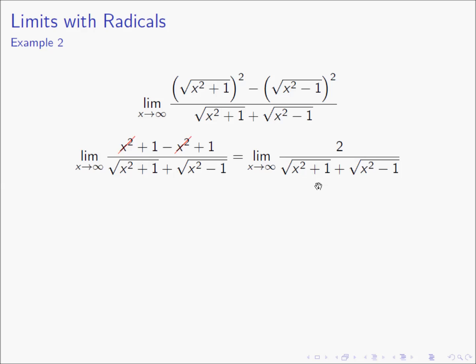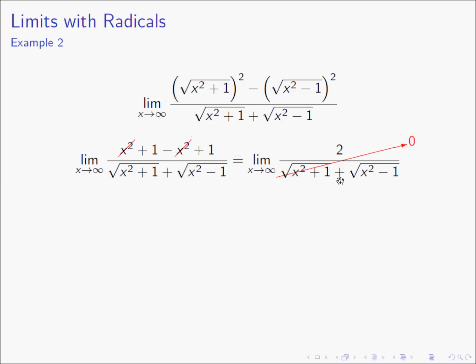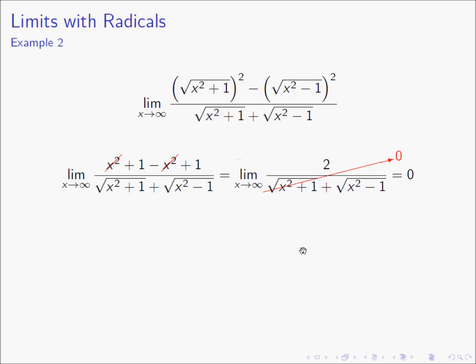Now here we have two terms in the denominator that will approach infinity. This term will approach infinity, and this term will approach infinity also. So infinity plus infinity will also approach infinity. So the fraction itself will approach 0, because the denominator approaches infinity. So the limit is 0, and that's the final answer.